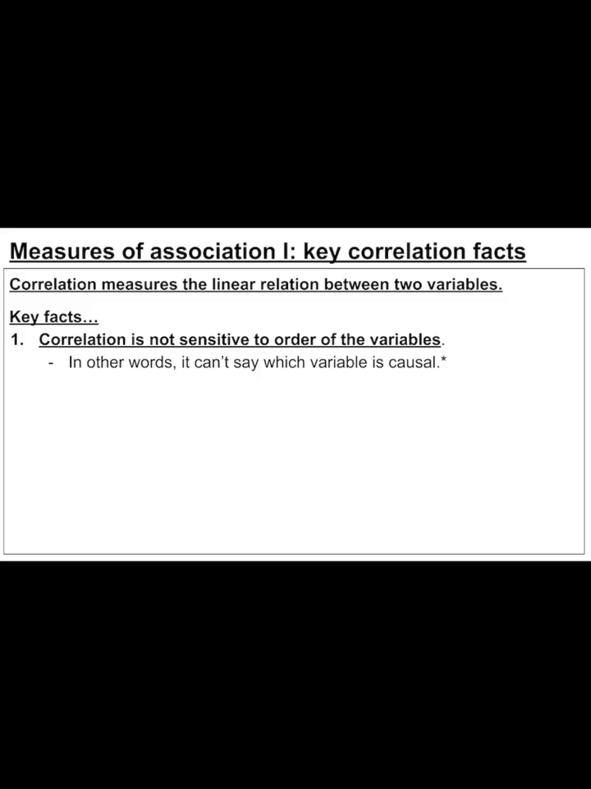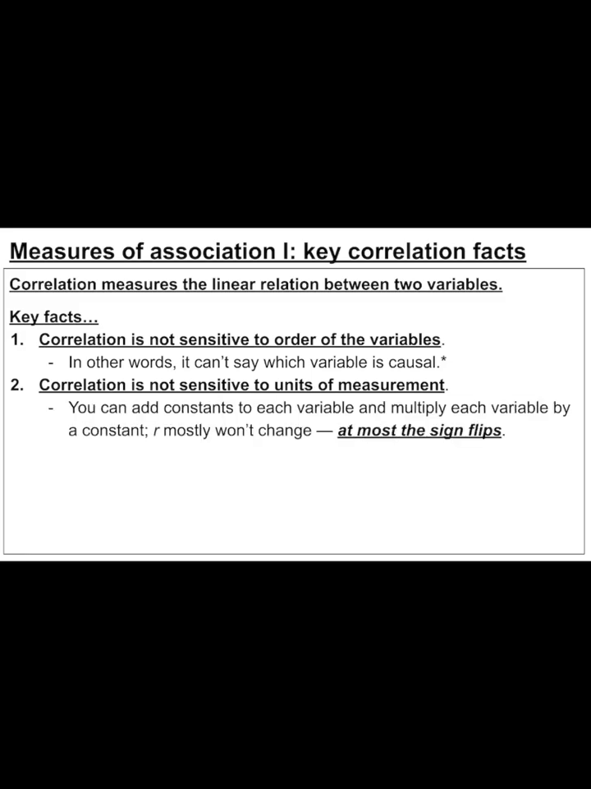So correlation can't say which variable is causal, and it doesn't even require us to decide on a causal or a predictor variable. Notably, correlation is also not sensitive to units of measurement, so you can add constants to each variable and the relationship won't change, and you can actually multiply each variable by a constant. R mostly won't change, and by the way, again, R is Pearson's sample correlation coefficient, so at most the sign will flip if you multiply by a negative number.